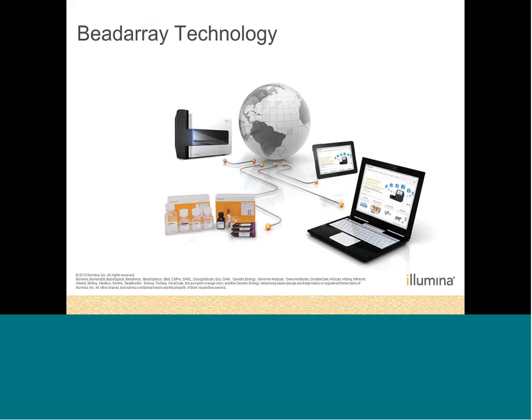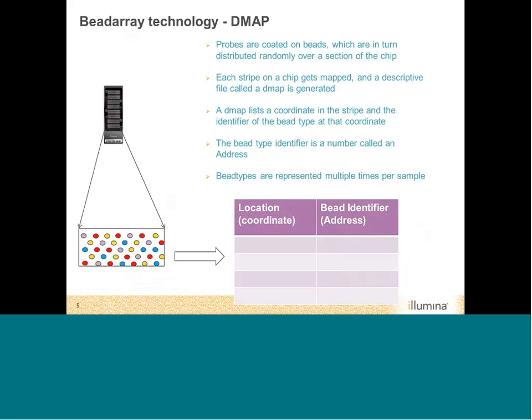First, before we can understand what a manifest is, we should have a good understanding of what our BeadArray technology is and how it works, and how the manifests are involved in deciphering that information. So, starting with the BeadChip. A BeadChip is a silicon wafer which has pits in it into which beads that are coated with our oligos have been dropped. Probes are coated onto the beads, which are in turn distributed randomly over a large section of the bead chip for each sample.